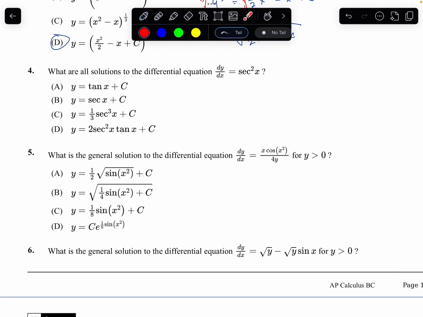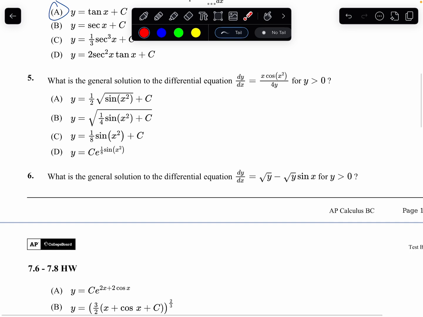For 4, what are all the solutions to the differential equations here? Oh, this one's easy. You can multiply by dx here, and then you'll have dy alone by itself, and the antiderivative of dy will just be y. And then the antiderivative of secant squared of x is tangent of x. That's an easy one. So there you go.